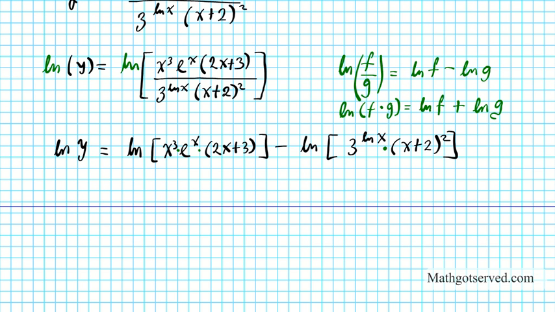So breaking it further, on the left side we have the natural logarithm of y equals the natural logarithm of x to the third plus the natural logarithm of e to the x plus the natural logarithm of the quantity 2x plus 3. Notice what I did here. These products became the sum of the logarithmic values of each expression. Okay? Minus, same story here, the natural logarithm of 3 to the ln of x. I have to put the parentheses here, very careful.